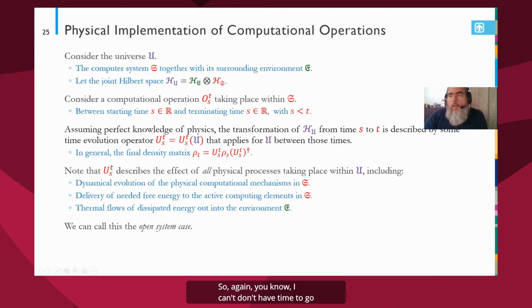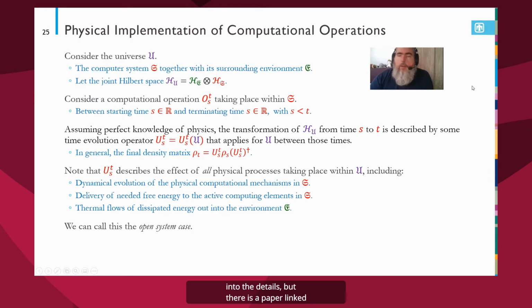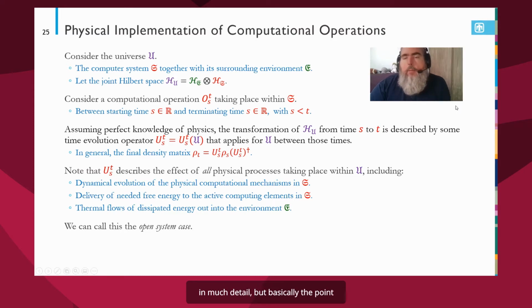All right, so again, I don't have time to go into the details, but there's a link to a paper there that you can look at. I don't have time to go through the next few slides in much detail, but basically the point of these slides is to describe, from a quantum physics perspective, what it means to implement a classical reversible operation.